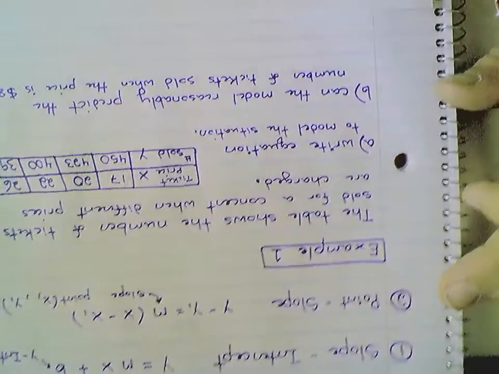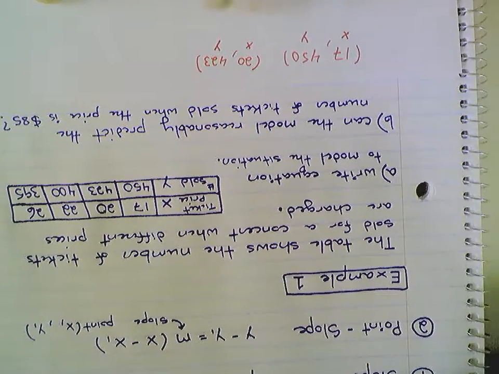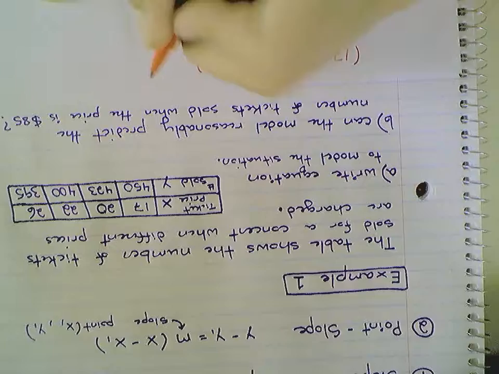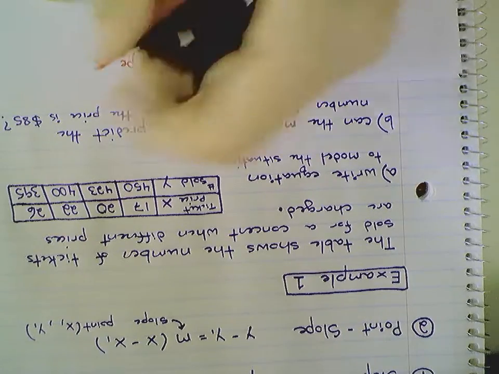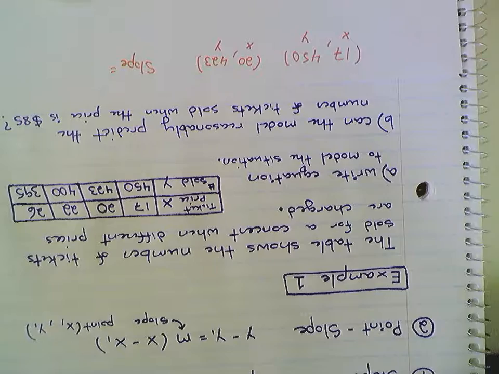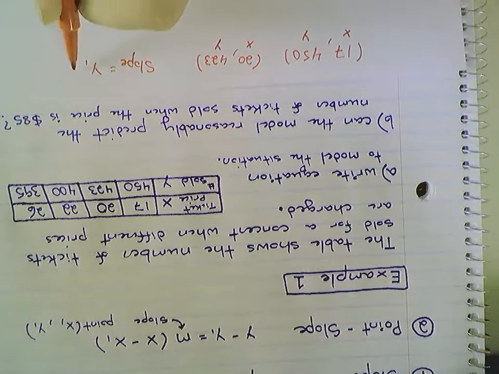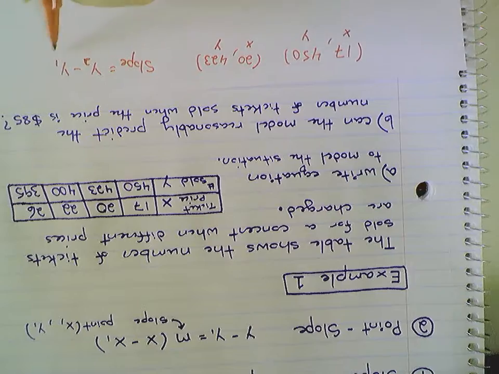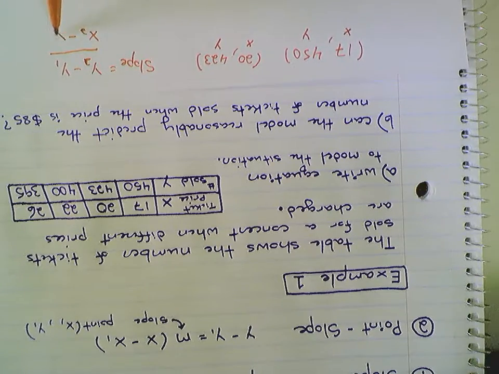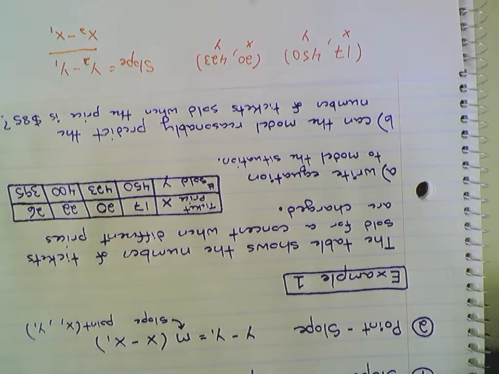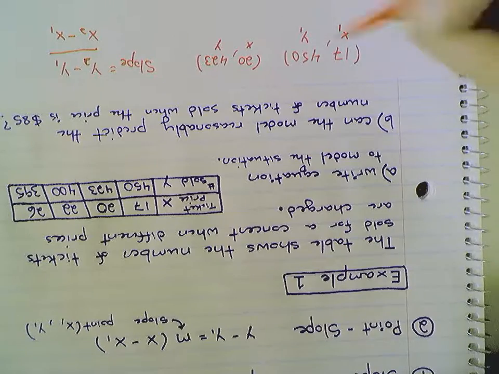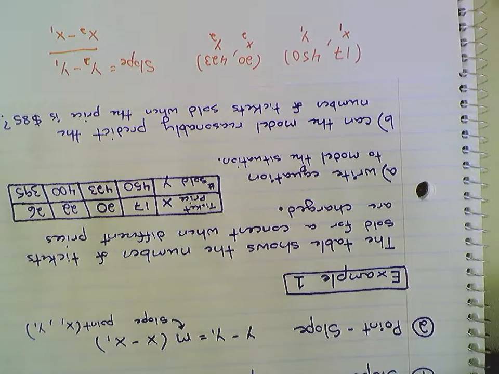When I come back to the example, we need to be able to find the slope using these 2 points. The slope is going to be equal to my y2 minus my y1, all over my x2 minus my x1. It really doesn't matter which ones I make my y2s and which ones I make my y1s. I just have to make sure that I plug them in correctly when I find my slope. For instance, I'll make this my x1, this my y1, this my x2, this my y2. Now to find the slope, I just plug those numbers in.